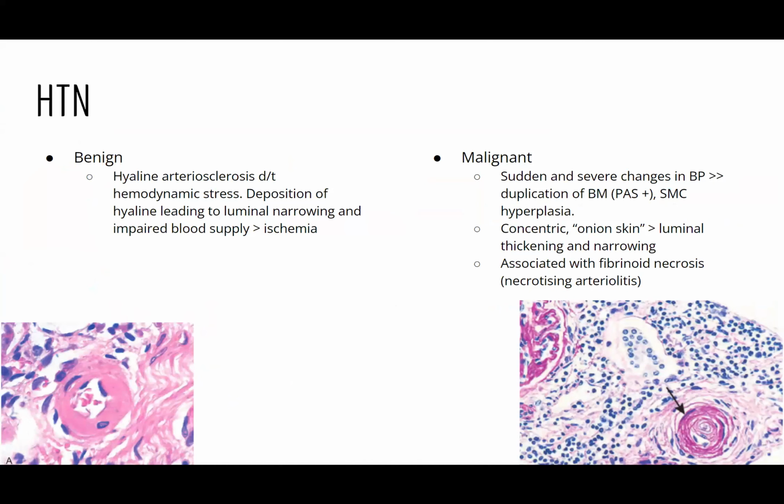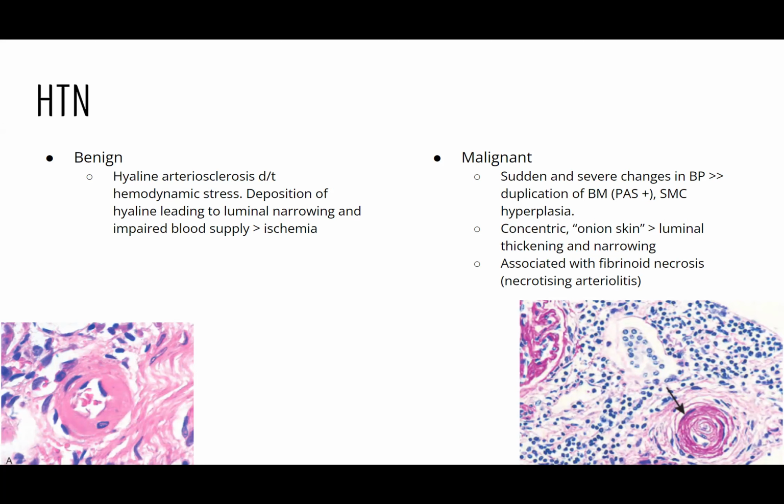Benign, you know the histologic characterizations. This doesn't just happen in one place, this is everywhere. So when we go over renal path, we're going to talk about the effects of this there too, because it's going to be the same thing. So benign, you get hyalinization of the vessel wall because this is chronic stress over time. So the vessel essentially has the ability to adjust to what's going on. So you have hemodynamic stress, continual hemodynamic stress, you get deposition of the hyaline that leads to the luminal narrowing and then impaired blood supply, which can give you ischemia.